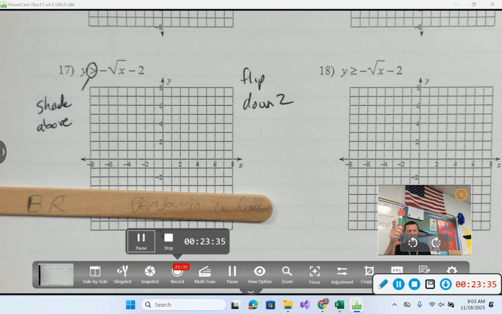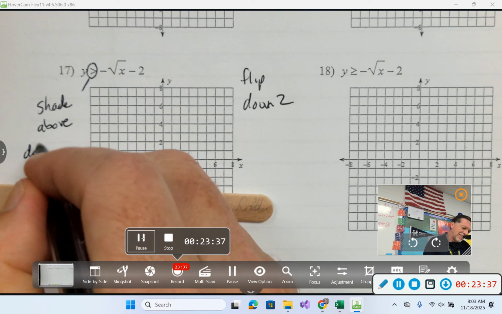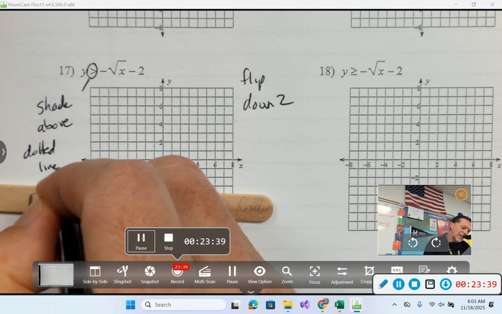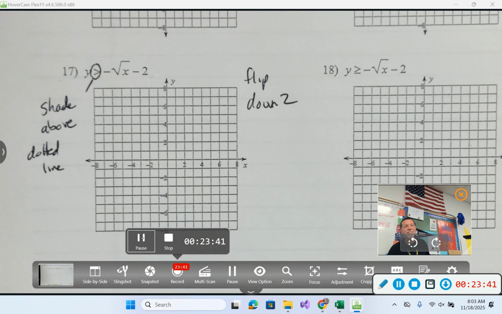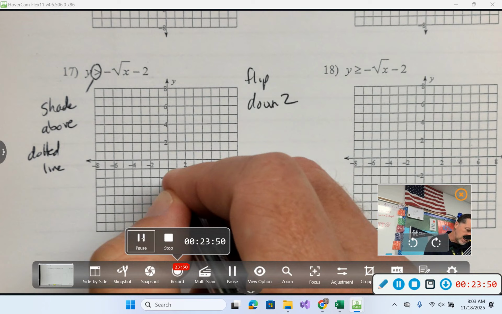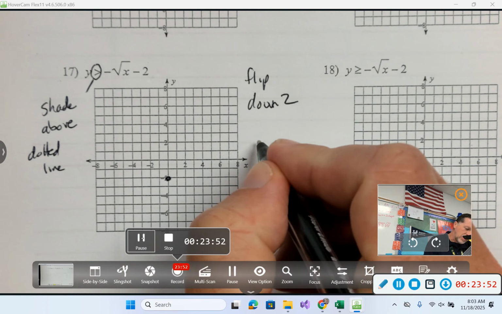Make the dotted line. Perfect. Oh, sorry. Look at you. You're answering everything. So there's a lot of stuff going on in this. It's got to be a dotted line. We've got shade above. That's after we figure out how to graph this thing. Ben told us we're going to flip it and move it down 2. There's my down 2.